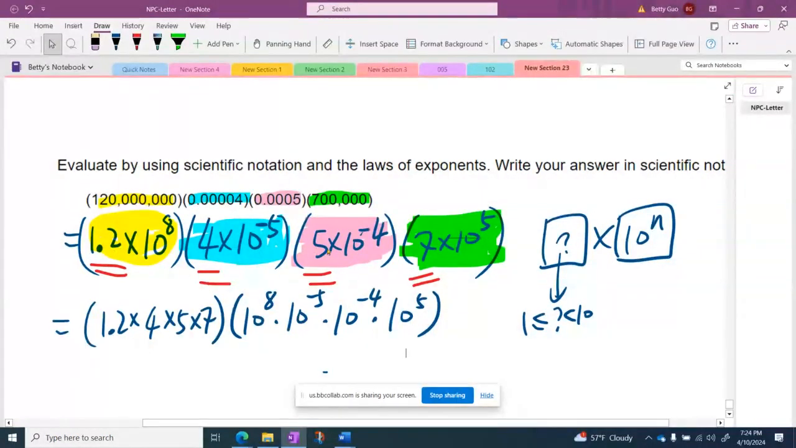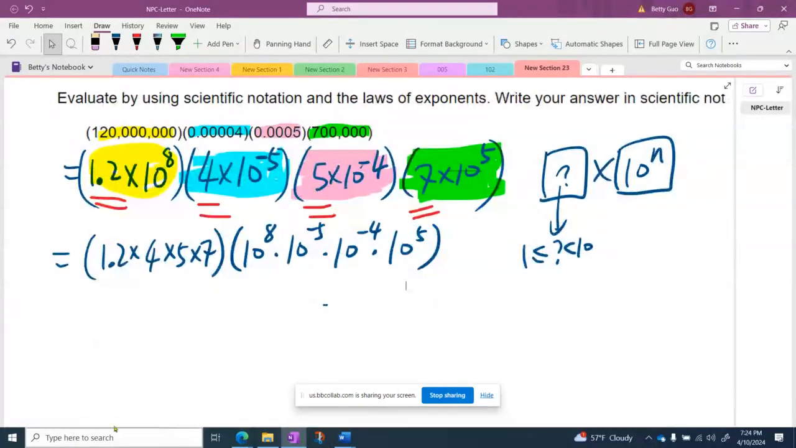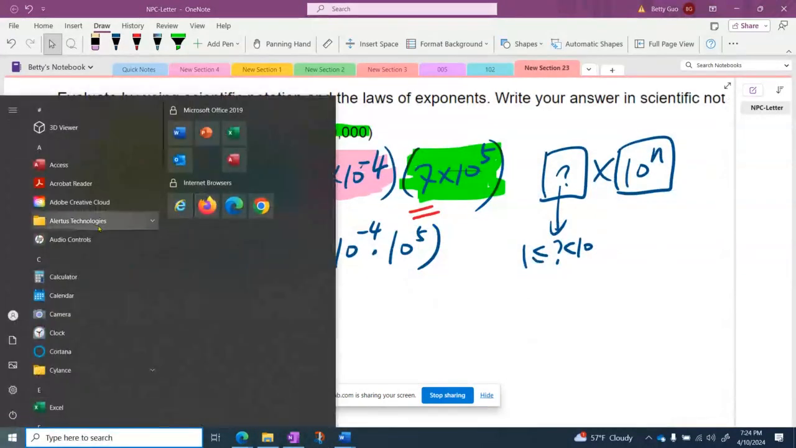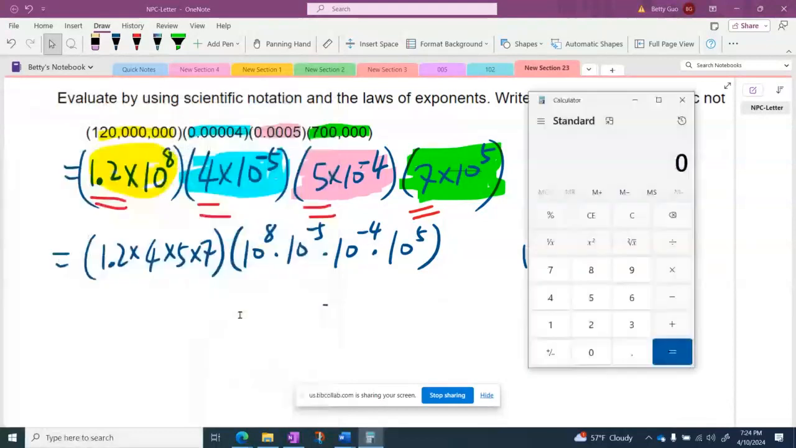So I put the first part of the 4 scientific notations in the first parentheses, 1.2 times 4 times 5 times 7, and then put those powers of 10 in the second parentheses: 10 to the power of 8, negative 5, negative 4, 5. And then I'm going to use my calculator to multiply 1.2 by 4 by 5 by 7. I have 168.